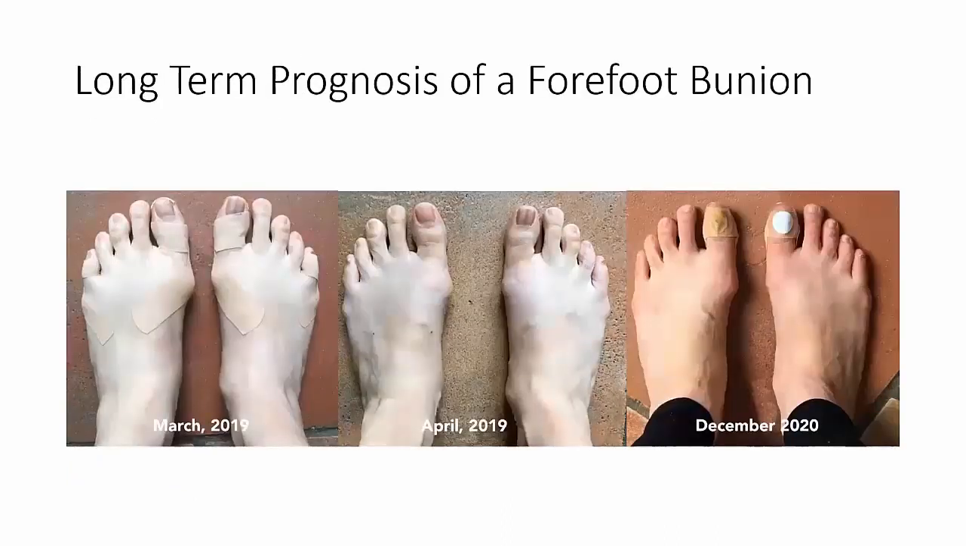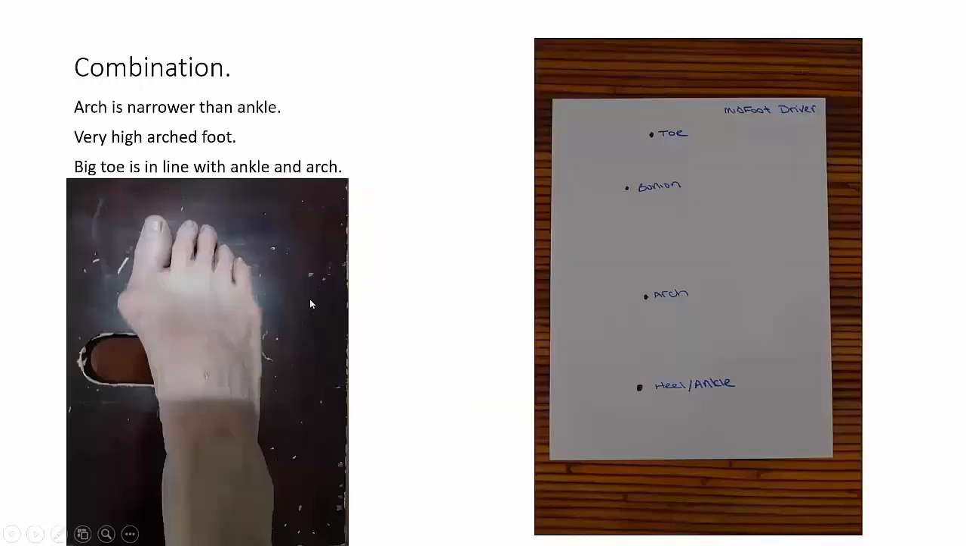The forefoot bunion is one of the easier ones to address, because there's less going on, and there's not such a deviation of the big toe. But here's some taping, and then prognosis over time. So this is going to be a year and a half later. Yeah, so some good progress.